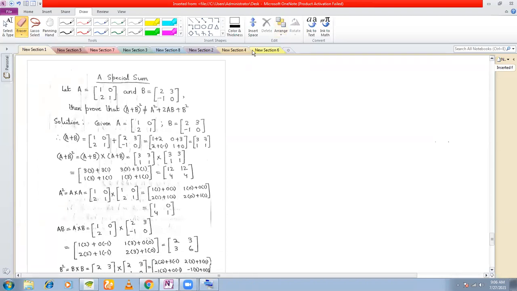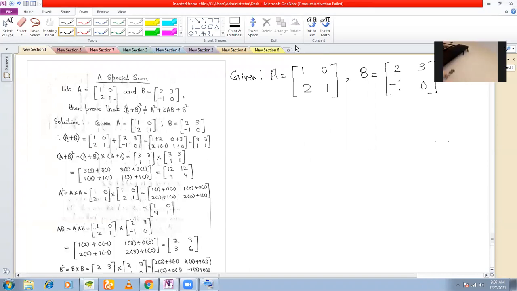Why are they not equal? They are not equal because matrix multiplication is not commutative. That is, in case of matrix multiplication, AB is not equal to BA. So let's see. Given here, matrix A and B is equal to 2, 3, minus 1, 0. These are the 2 matrices that are given to you.